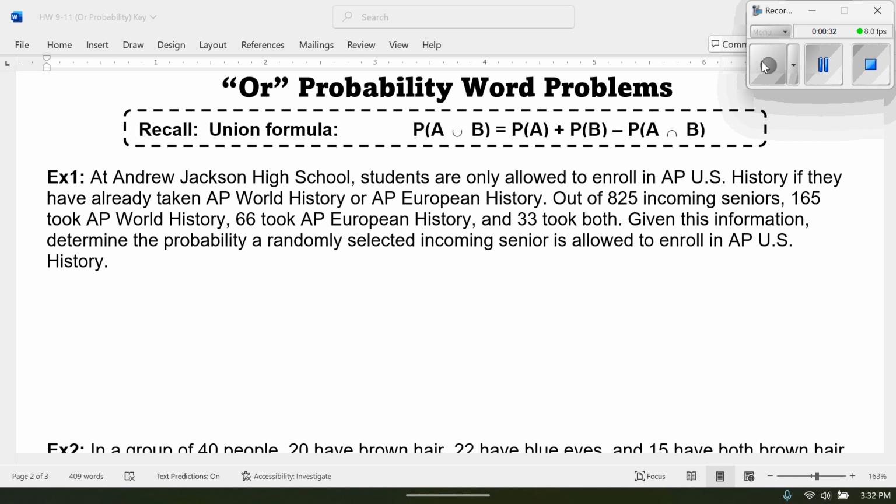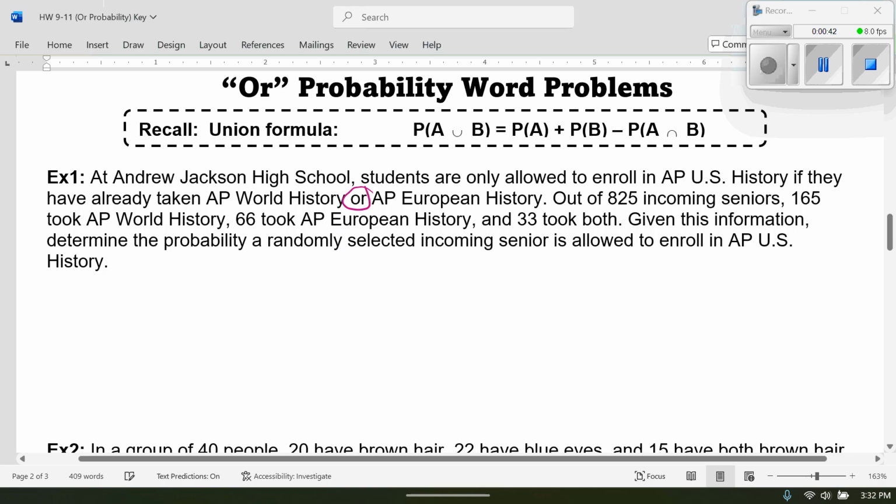So let's work through the first problem. At Andrew Jackson High School, students are only allowed to enroll in AP US History if they have already taken AP World History or AP European History. That makes me think maybe we need the OR formula. Out of 825 seniors, 165 of them took AP World History, 66 took AP European History, and 33 took both. Given this information, determine the probability that a randomly selected senior is allowed to enroll in AP US History.